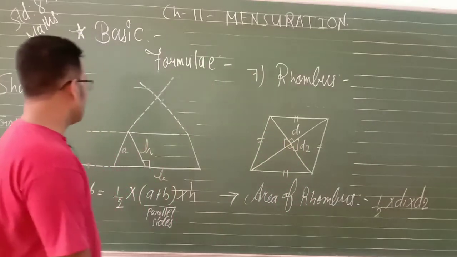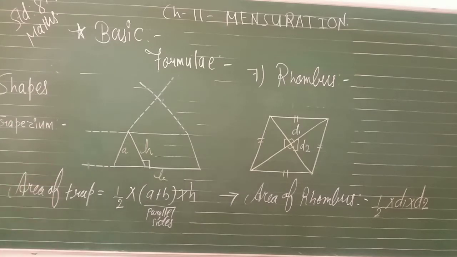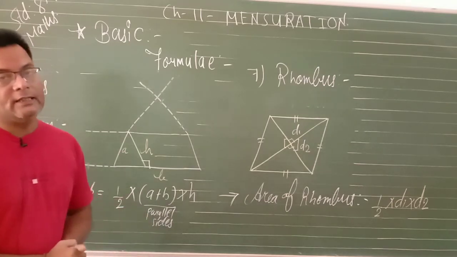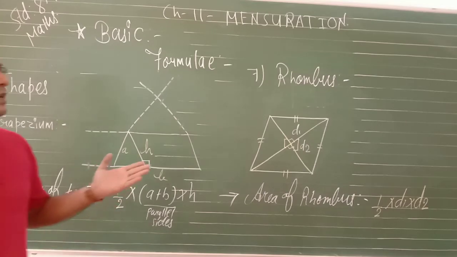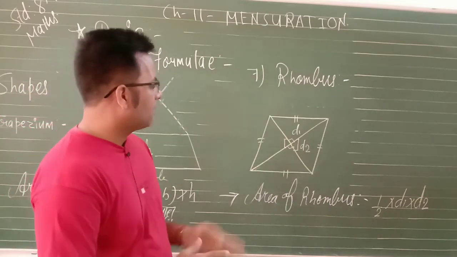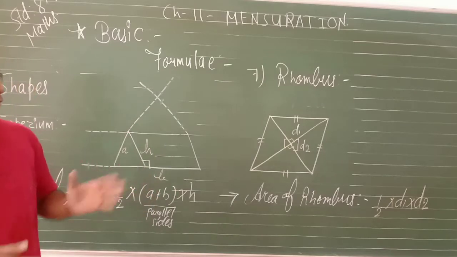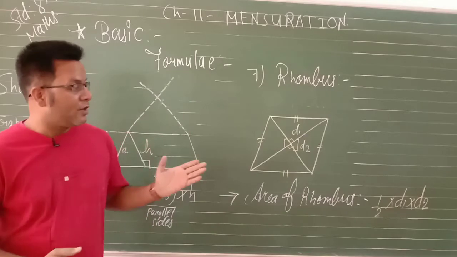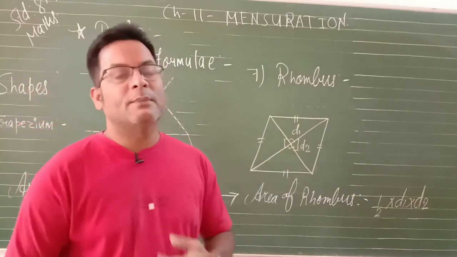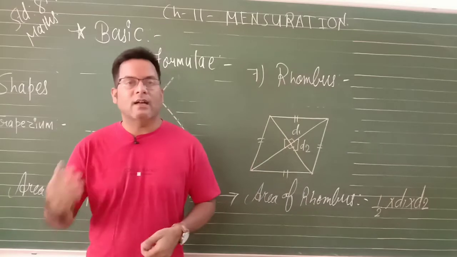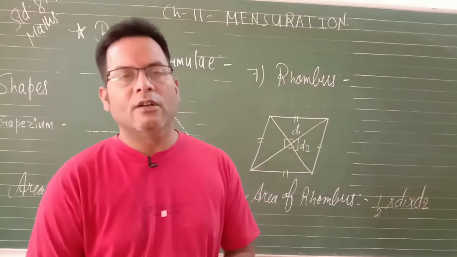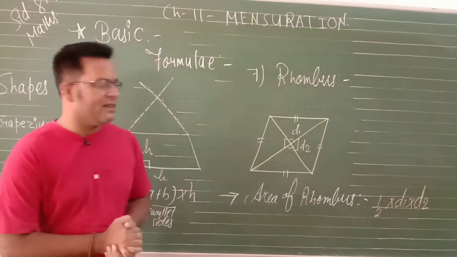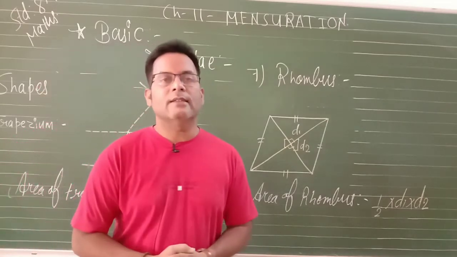Area of trapezium, we need to understand, that is half into sum of the parallel sides. You will find the sum of parallel sides into height. That is area of trapezium. And then the rhombus. In rhombus, you know the four sides are equal, and area of rhombus will be half into d1 into d2. It means diagonals. Okay. So these are some basic things which we have to understand before we start the exercise 11.1. So refer all the things, and now we are going to start exercise 11.1.